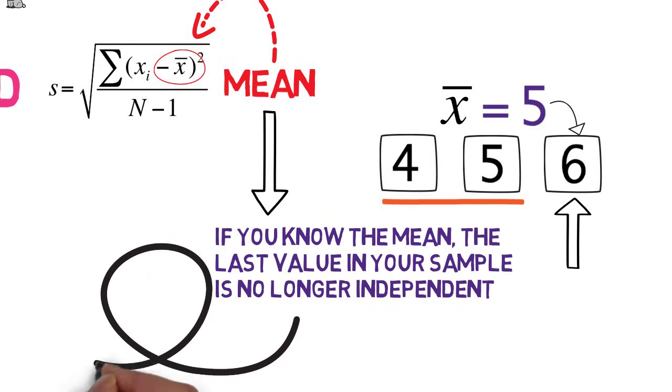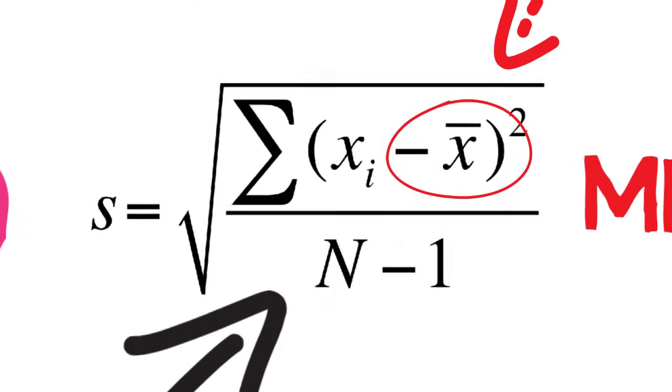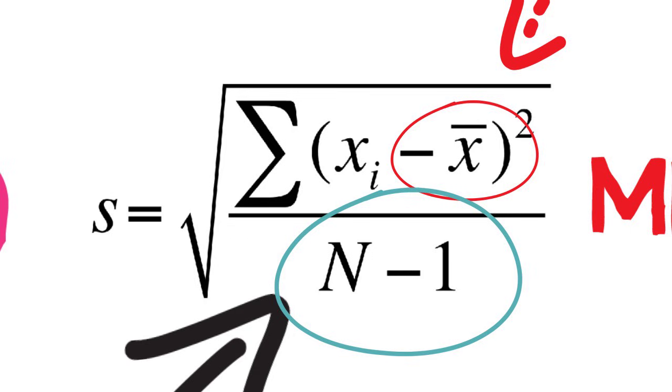The value of the standard deviation only depends on n-1 of the values. Because you've already worked out the mean, the nth value in your sample effectively doesn't contribute to the standard deviation. Thus, the number of pieces of information that go into calculating the standard deviation, that is, the degrees of freedom, is n-1. This is important especially for small samples.